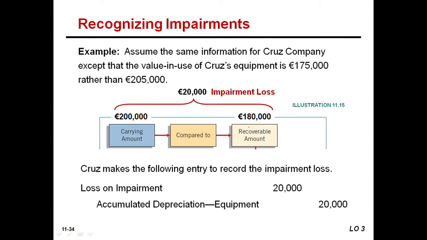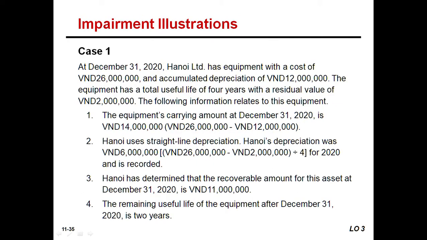Now, what it means is that in order to adjust the value of your asset, you have to increase the amount in the accumulated depreciation account. That's why you're going to credit it. Fine. Come, let's look at another illustration.